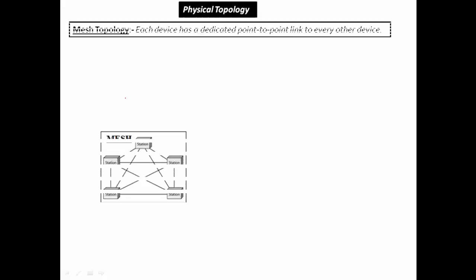Physical topology. What are the various topologies? First one is mesh topology. Here, if I have n stations, then the total number of links required is n into n minus 1 by 2, that is n(n-1)/2 links, to connect all end stations in a mesh topology.